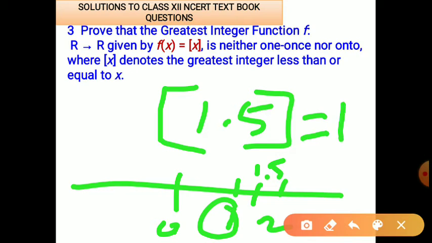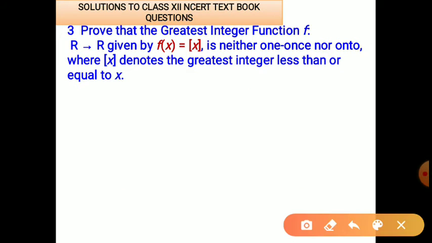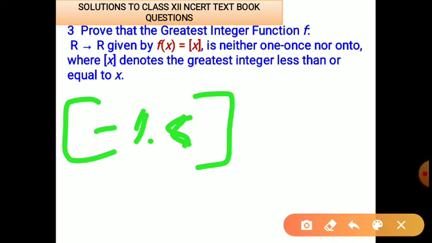So therefore this is equal to 1. As a result, you are going to get only integers. Suppose, as an example, you are taking the greatest integer of minus 1.5. Most of the students will get confused with this. They will say it is equal to minus 1.